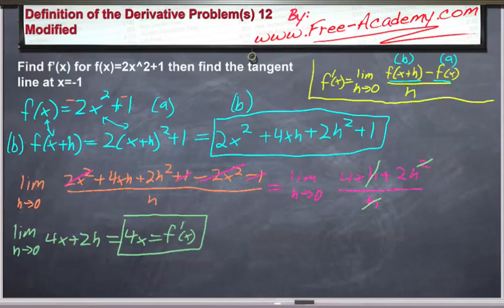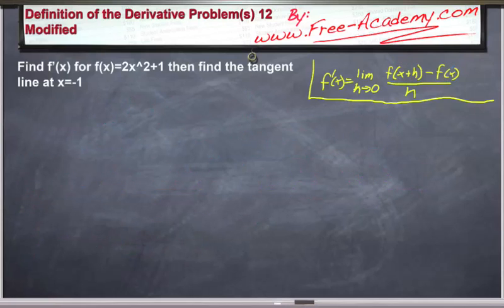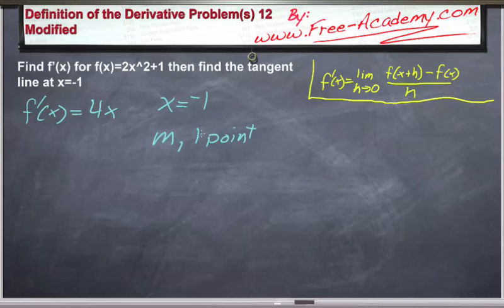Now, the second part of this problem is going to be to find the tangent line at x equals negative 1. To find the tangent line, we need two different things. Let me clear out this sheet here. f prime of x equals 4x, and tangent line at x equals negative 1. To find the tangent line, we need the slope, and we need one point. Once we have a slope and a point, we can put this into point-slope form, and then we'll have the equation of the tangent line.